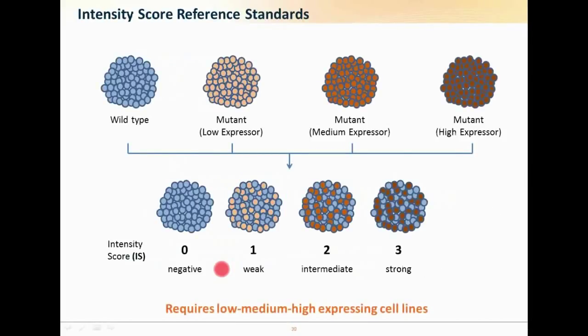Then moving on, and this is more speculative at this point, into the intensity score reference standards. So we're looking at generating low expressor mutants, medium expressor mutants, and high expressors. Then we can generate intensity scores of, say, 0 to 3.